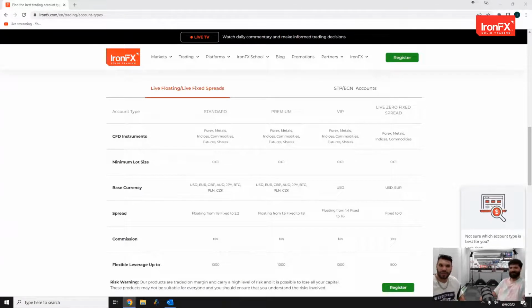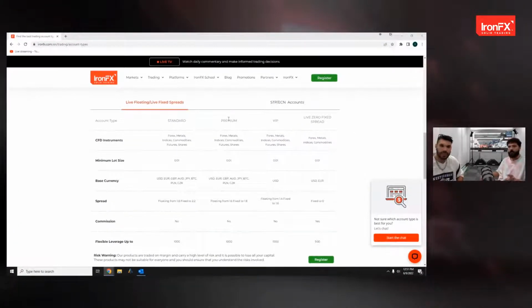Today we're going to talk about live floating and live fixed spreads. So, Odysseas, how many live floating accounts are there? So basically we have 4 live floating accounts. As you guys can see on your screen, we got the standard account, the premium account, the VIP account, and the live zero fixed spread account. So we've got these 4 accounts. All right, 4 accounts. That's nice. Can you analyze the accounts for us?